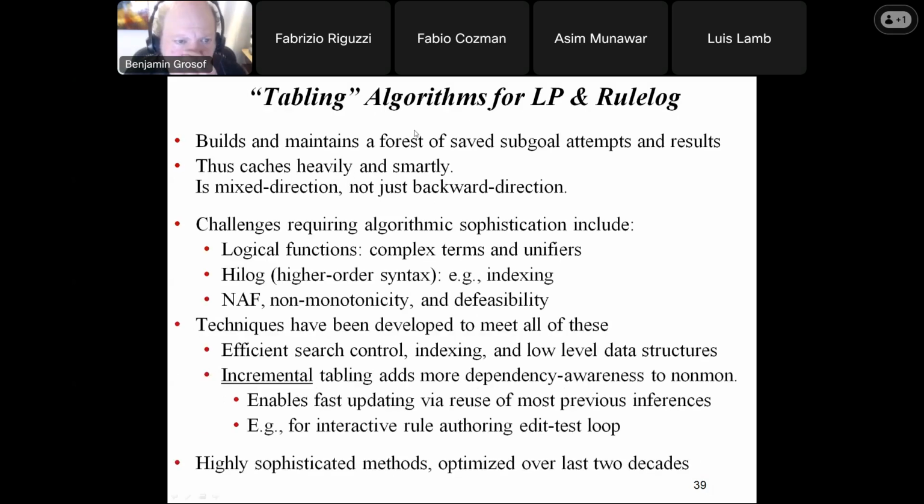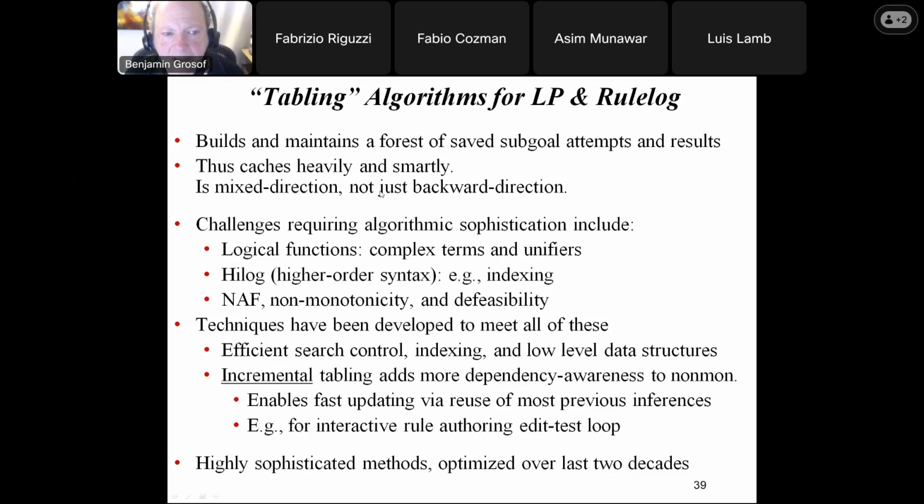Now, a sophisticated technique that has been developed in LP and RuleLog, which helps with logical functions but also with many other aspects, including reasoning soundly and completely about negation as failure, is so-called tabling. It builds and maintains a forest of attempts at inferring subgoals, and the results so far of those attempts, when doing mixed direction inferencing, mainly backward direction. It's caching. You can think of it as doing dynamic programming.